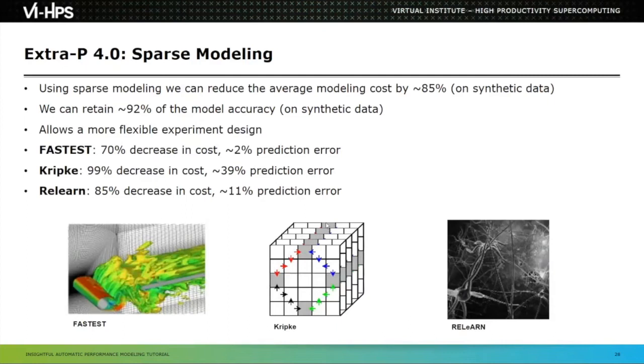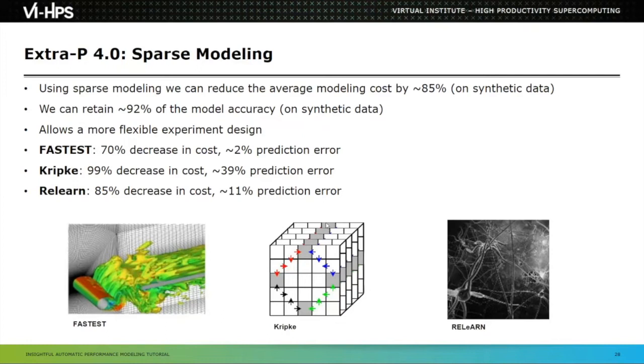So of course we evaluated the sparse modeling approach for synthetic data, where we could reduce the average modeling cost by about 85% on synthetic data. And then we did the same for 3 case studies, FASTEST, CryptKey and RELEARN. It also showed that for all of them, we could decrease the modeling cost by a huge factor, as you can see, 70%, 99%, 85% for RELEARN. And in return, we just get a slight increase in prediction error.